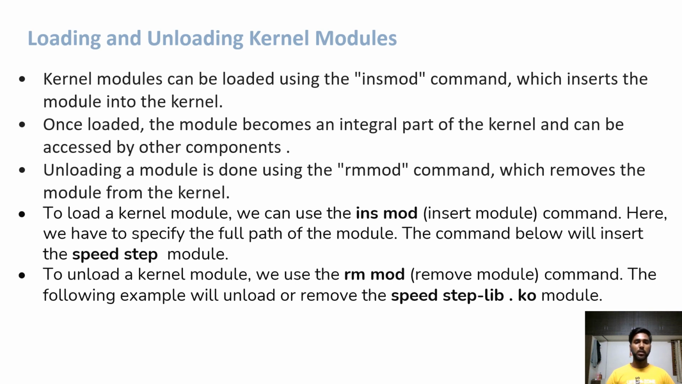To load a kernel module, we can use the insmod, insert module, command. Here we have to specify the full path of the module. The command below will insert the speedstep module. To unload the kernel module, we use rmmod, remove module. The command in the following example will unload or remove the speedstep module in the operating system.